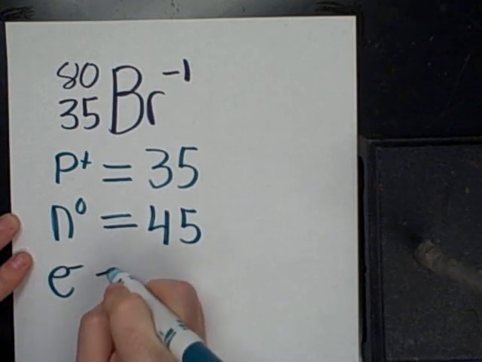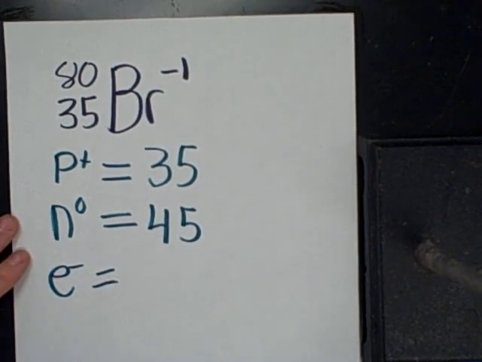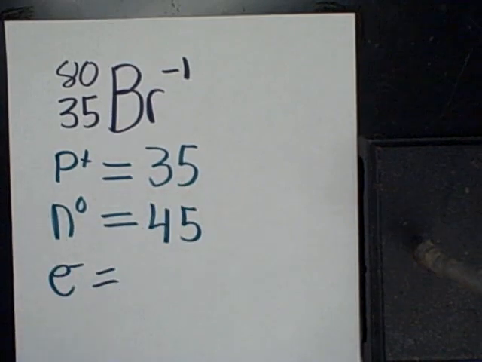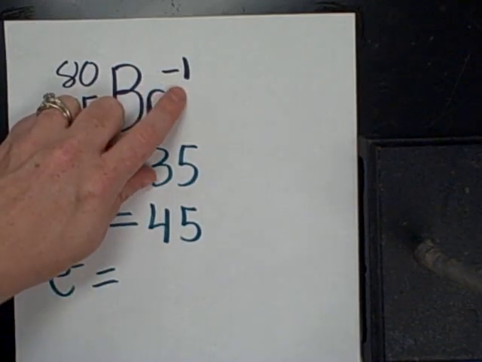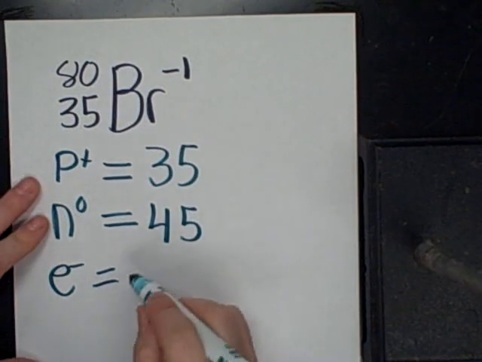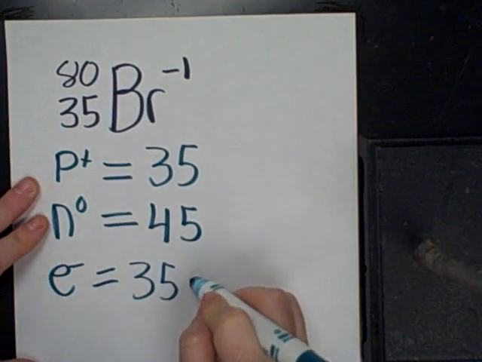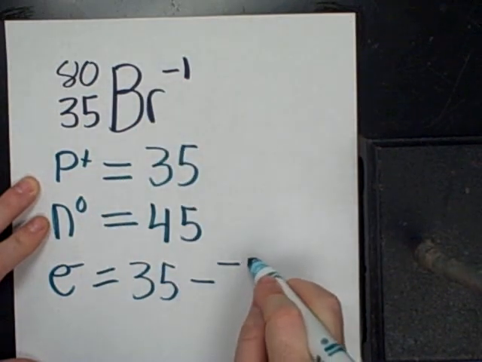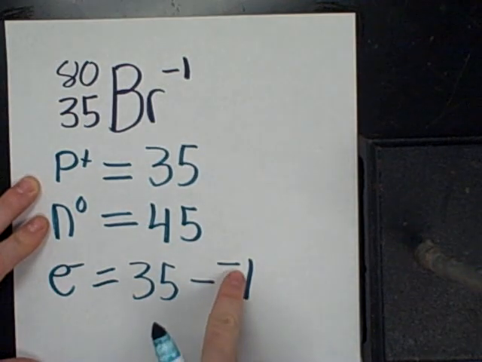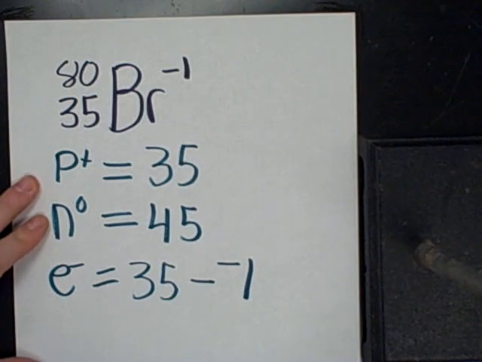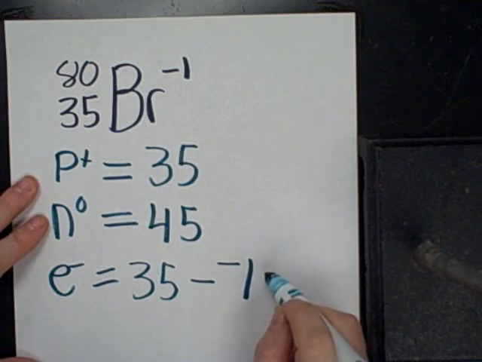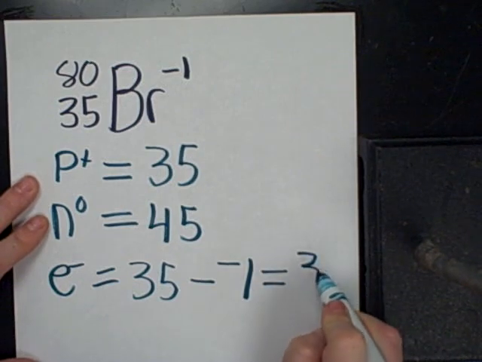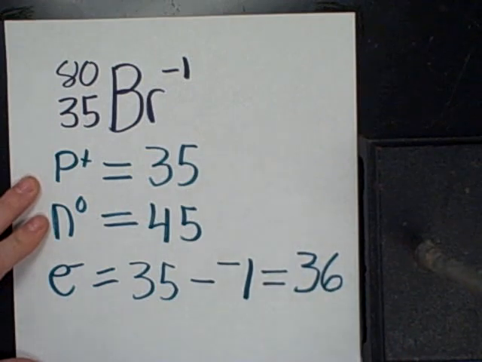The electrons are also calculated. You take the atomic number, which is 35, and you subtract the ion number and the ion charge. So we take 35 and we subtract a -1 because the ion charge is negative. And if you remember from math class, anytime you subtract a negative, it's the same as adding. So 35 minus a -1 is 36. So 36 electrons.